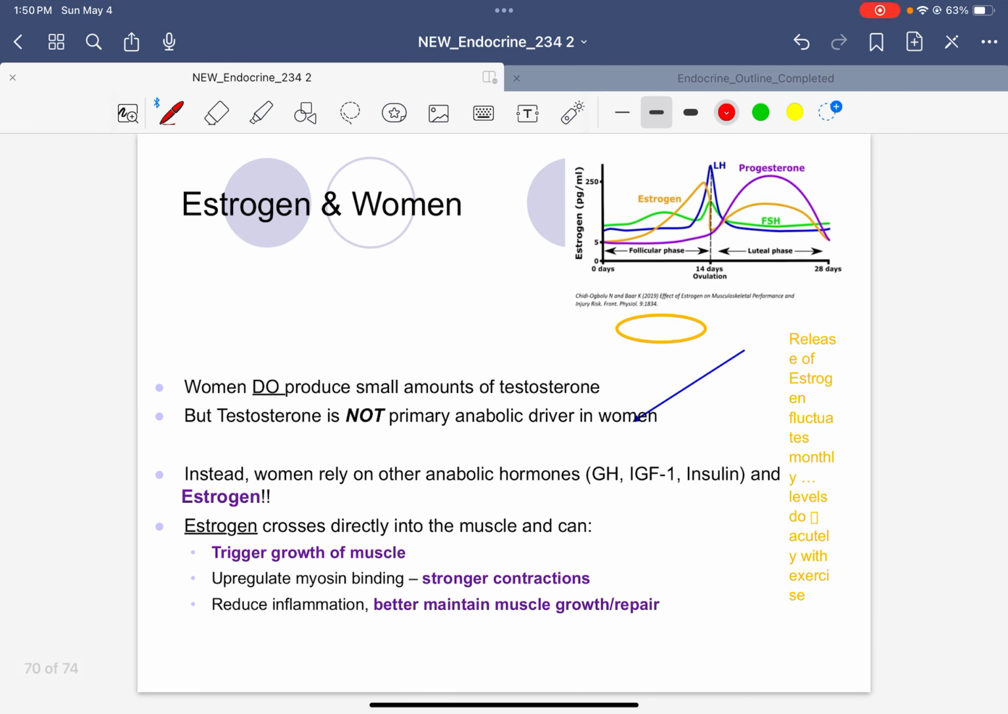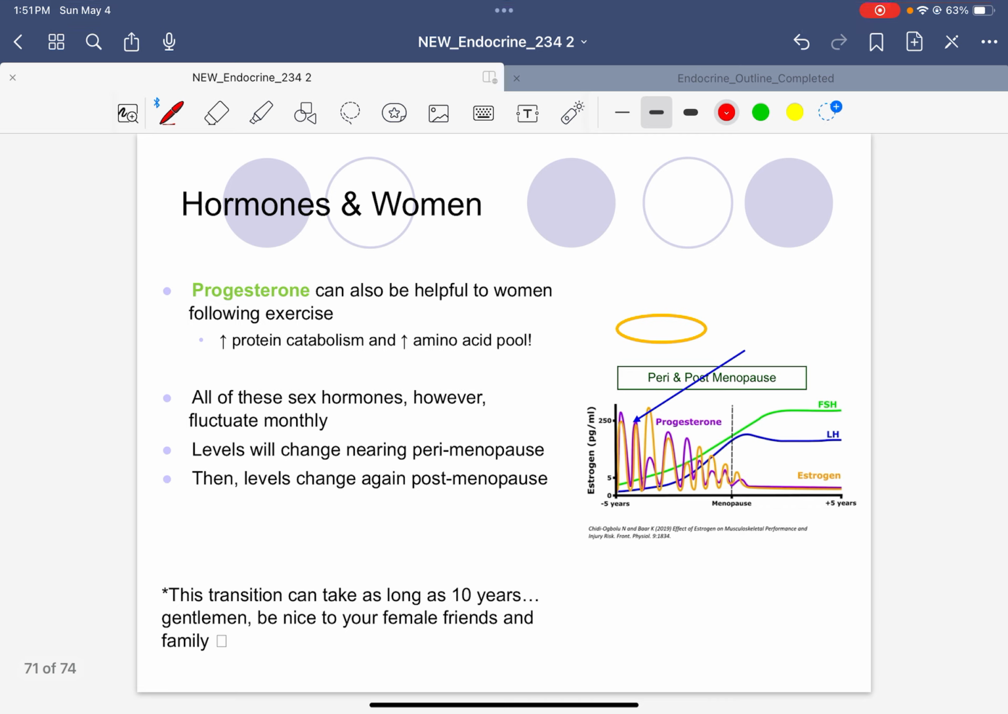I'll give you some more information about estrogen. You don't need to know this. Estrogen is the primary driver of building muscle in women, but you don't need to know that. Estrogen fluctuates, we know that. In this chart, estrogen is the green. It goes up, it goes down, it goes up again, it goes down again, spikes all the time. Progesterone can also help with exercise, but you don't need to know this.